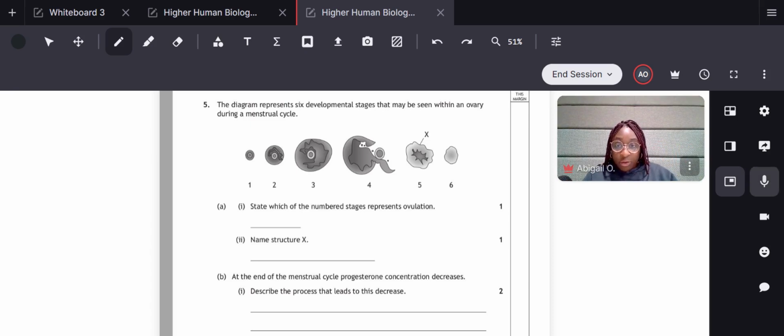So we can see here 1, 2, and 3, we can see the egg inside the follicle. 4 is where we see the follicle rupturing. So that tells us that 4 is going to be where ovulation takes place. And then after ovulation takes place, the follicle then becomes another structure, which is called the corpus luteum, which you can see at stage 5.